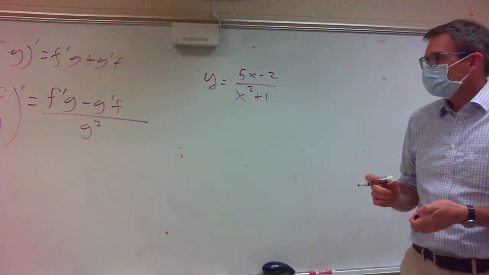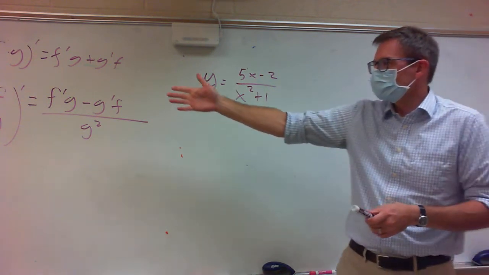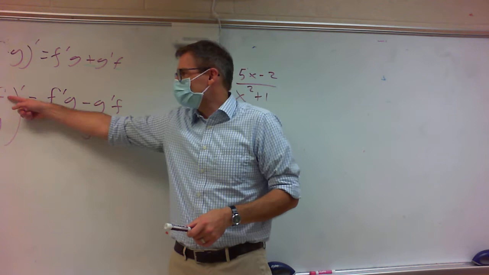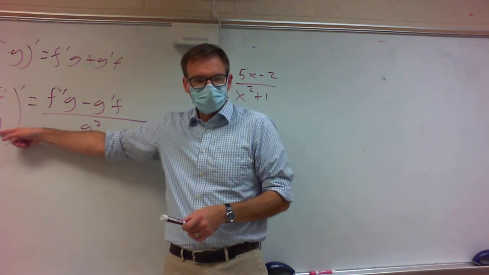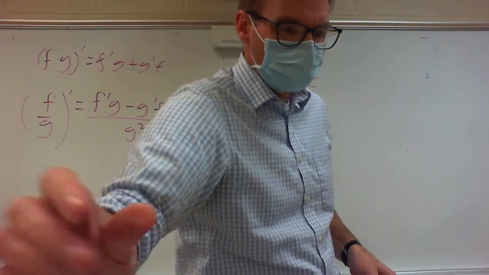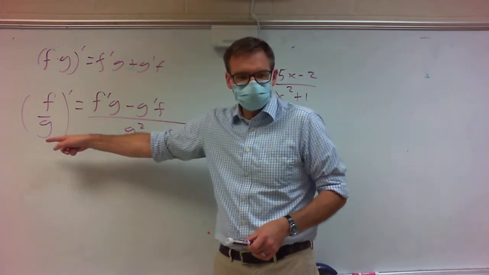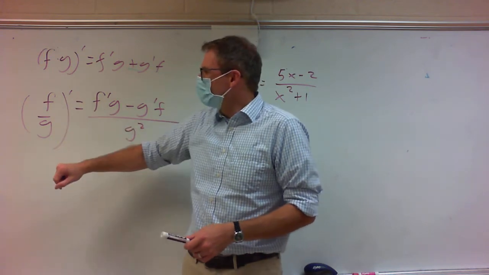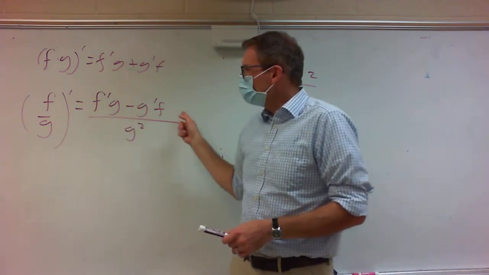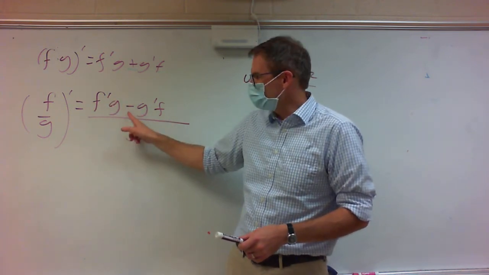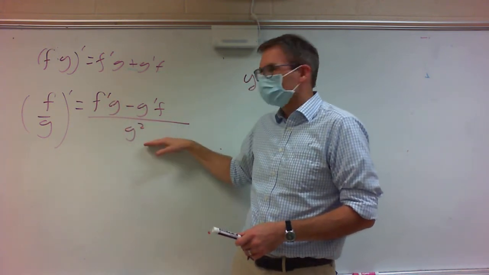And how I want you to think about the quotient rule is, when I look at this, I don't think of f and g. I think of top and bottom. Okay? And so when I look at the rule, I think it's derivative of the top times the bottom minus derivative of the bottom times the top all over the bottom squared.